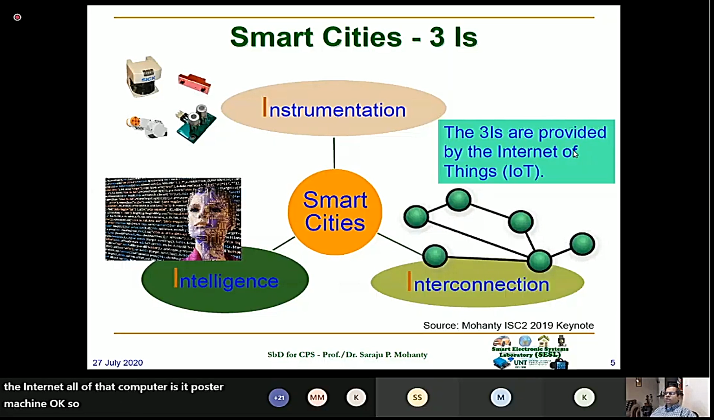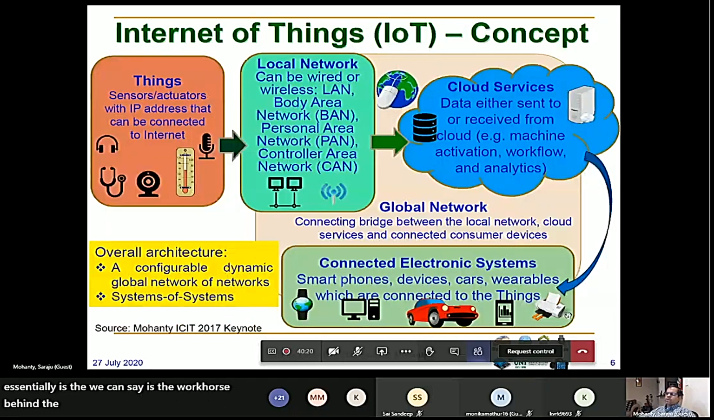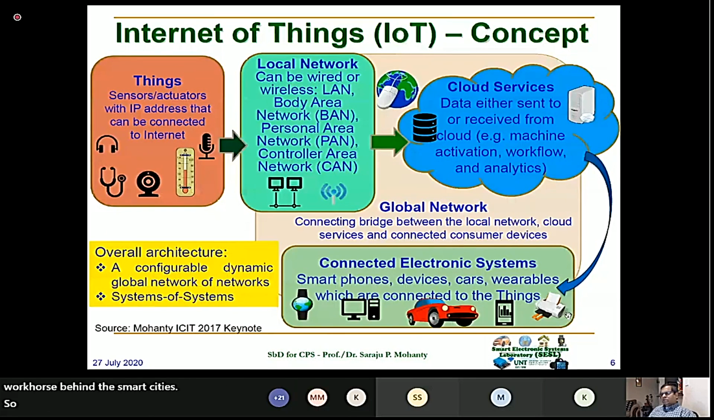Anyway, the Internet of Things is essentially the workhorse behind smart cities. So this is the vision of what IoT is. If somebody asks, this is the answer. It's one model, but there can be different models. So we have things. Things are not just sensors or actuators. What is important there is that they have connectivity capability, an IP address.